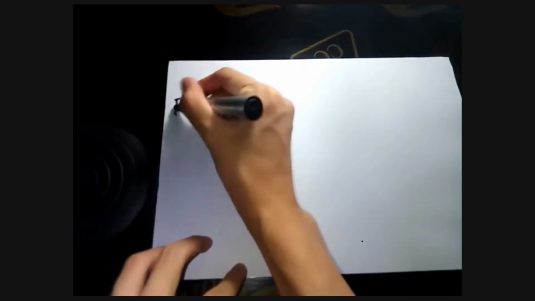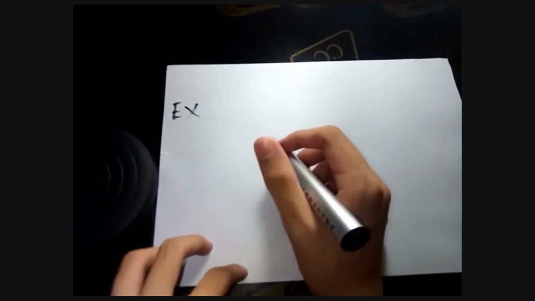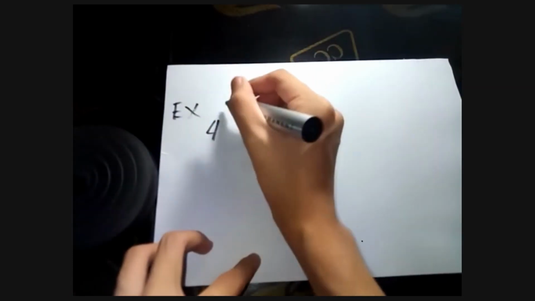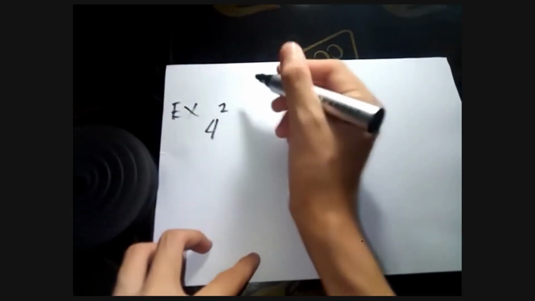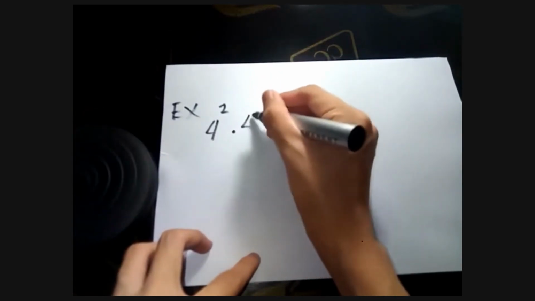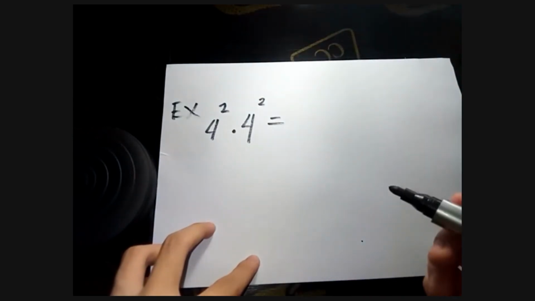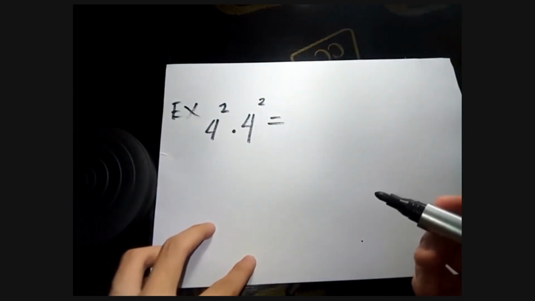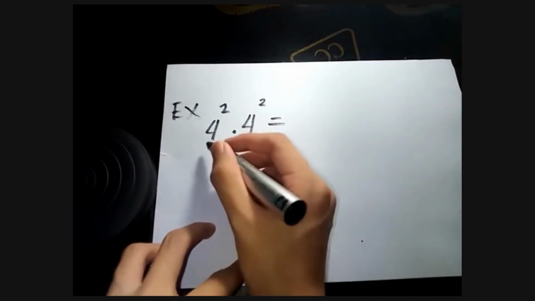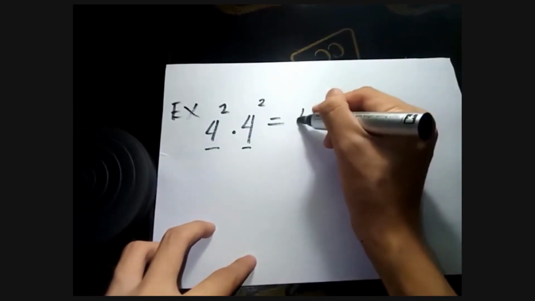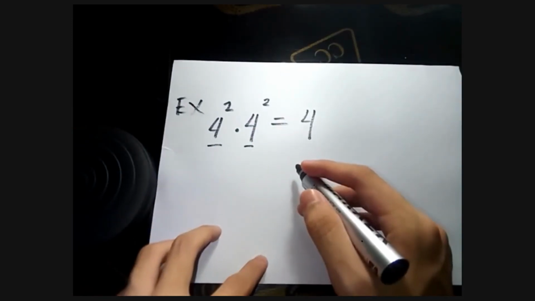Another example. We have 4 raised to 2 times 4 raised to 2 is equal to. So, use the formula of the product rule. Copy the base, 4, and then add the exponents.